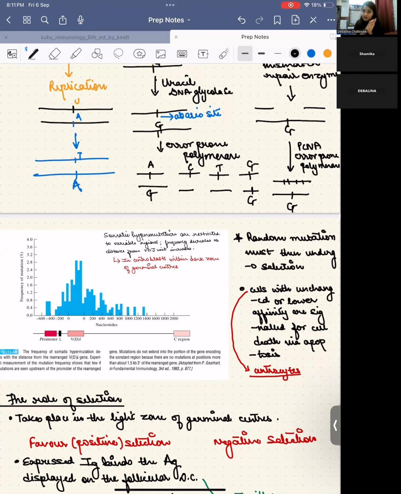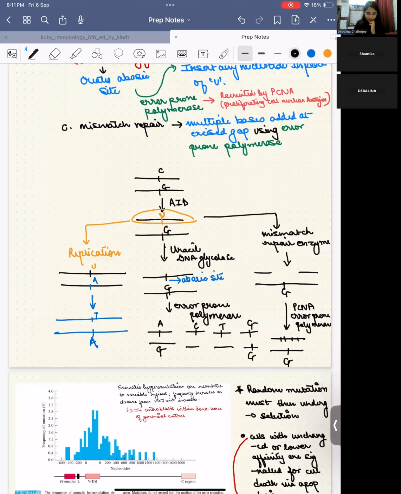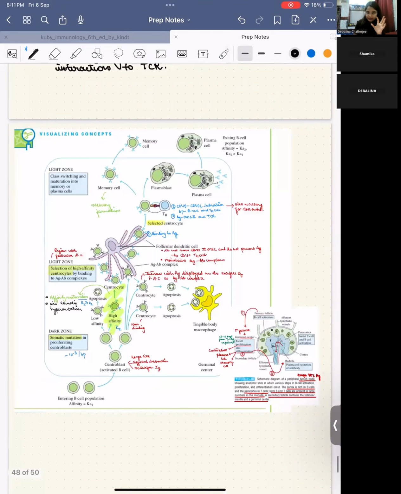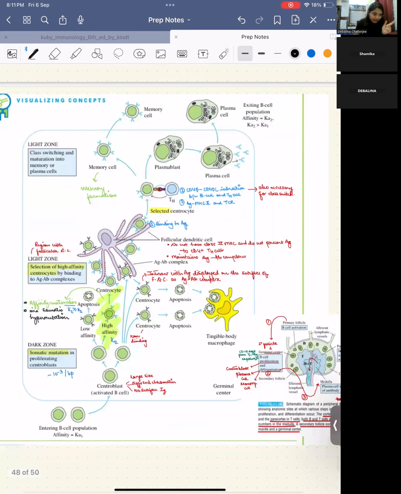So we can either have a positive selection or a negative selection of all these centrocytes that have undergone somatic hypermutation. So we'll stop here for today. If there is anything that is not clear, we will keep this as our framework, and we will put things inside this diagram. So now, Shamika, you can ask me whatever questions you have.